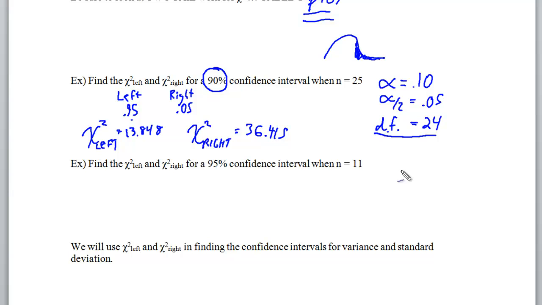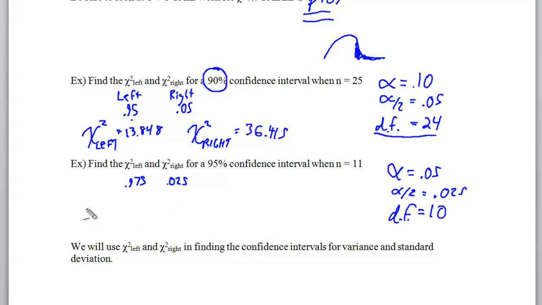Alright, hopefully you've given that a try. You've paused the video, and now I can write down my scratch work. The alpha is going to be 5%, so alpha divided by 2 is going to be 0.025, which means my degrees of freedom, according to my sample size of 11, is going to be 10. Now for the left part, we're going to look at 0.975, and I'll keep that under the left part. And the right part is going to be 0.025.